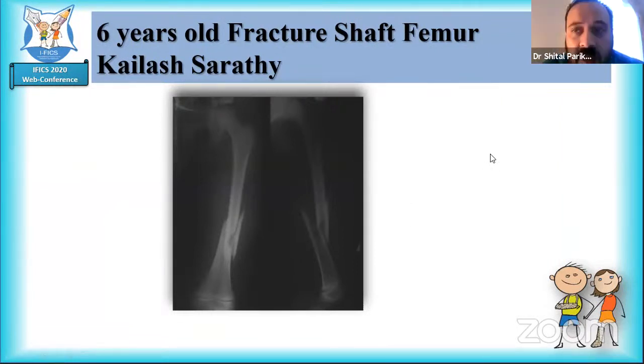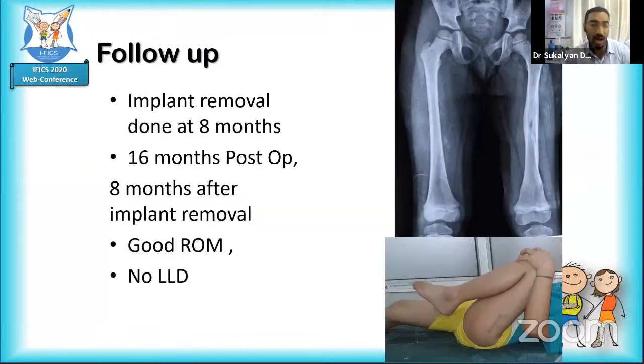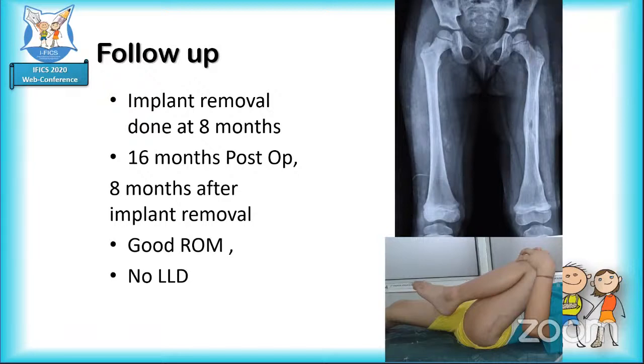Over to Kailash, I guess. Did you remove the plate? Yes, of course. The last one was 8 months after the fracture union. We removed it early so that we did not have to struggle in removing the plate. Yeah. So Sheetal, have you seen valgus deformity or lengthening after plating?